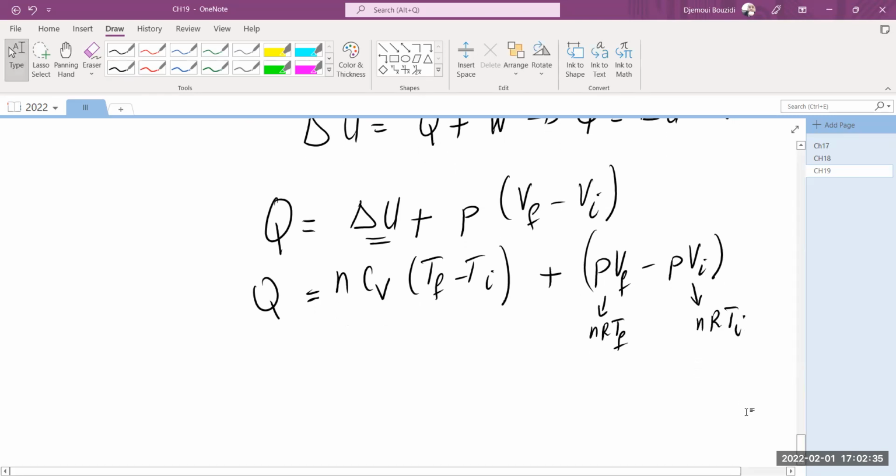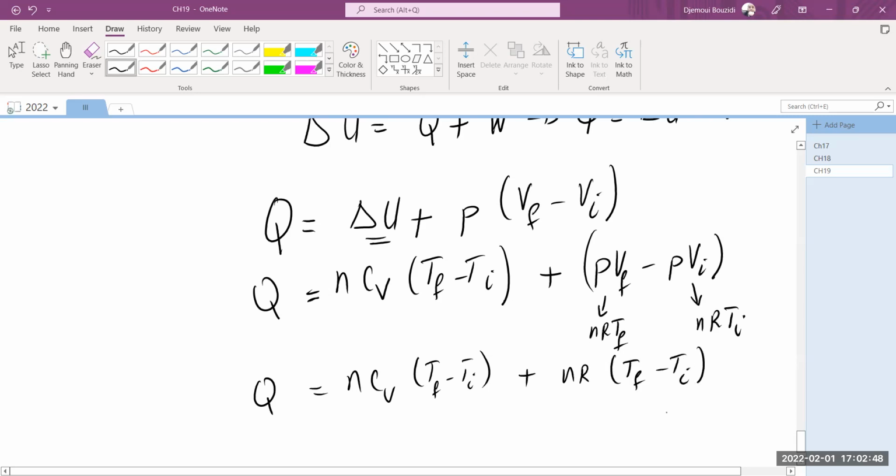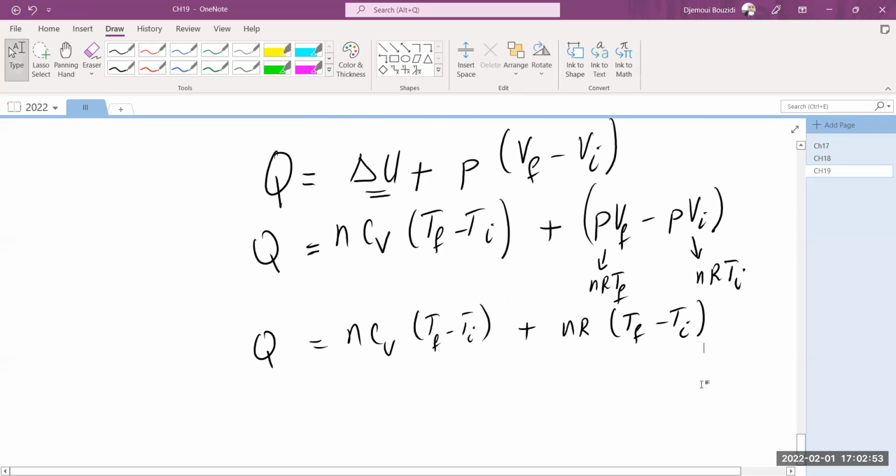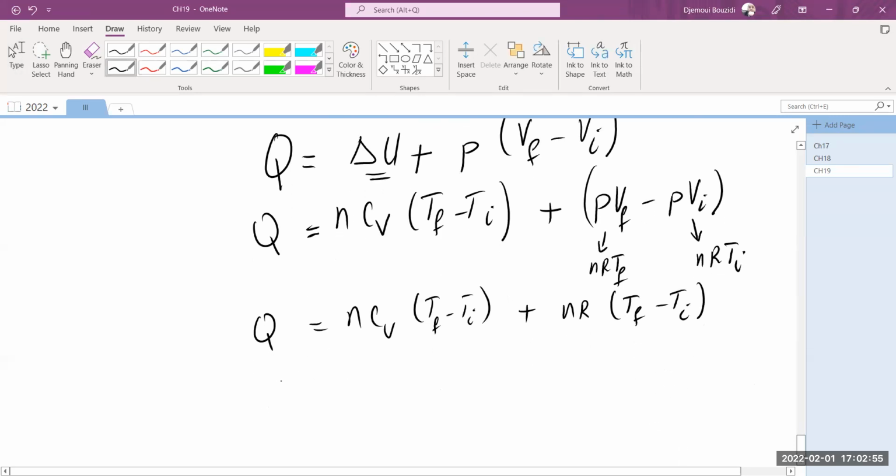So N R is the same, so it's going to come out of this. So I have N C_V delta T, which is T_F minus T_I, plus N R times T_F minus T_I. I have T_F minus T_I as a common factor. So Q is equal to N times, I also have N as a common factor, C_V plus R times T_F minus T_I.